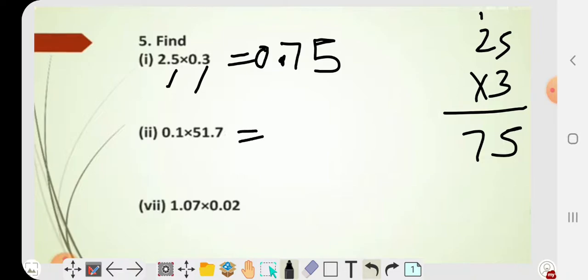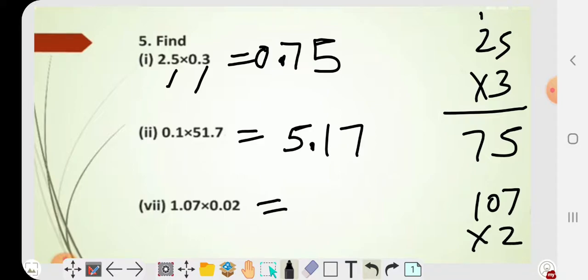Multiply this one. 51.7 is multiplied by 0.1. Ignore the decimal and see, you have to multiply with 1 only. This will be like this. Now two numbers, before two numbers we will put the decimal, and here 7, ignore all the decimals, just multiply 107 by 2 and you will get 214. You have to put the decimal before 4 numbers, but as we see here there are only 3 numbers.